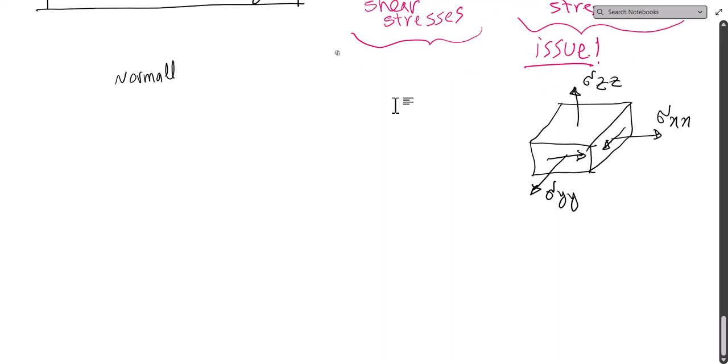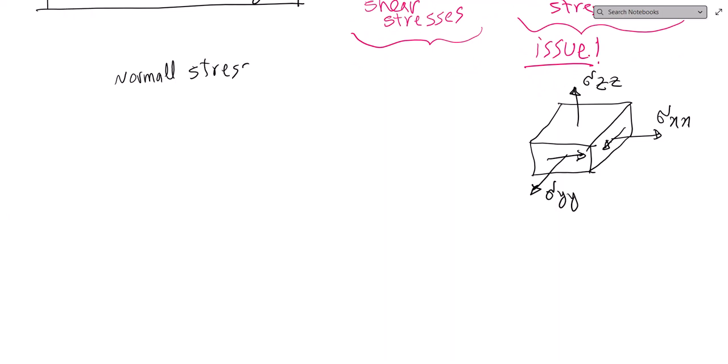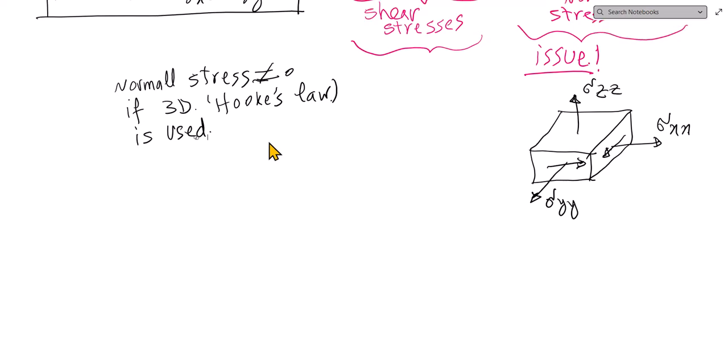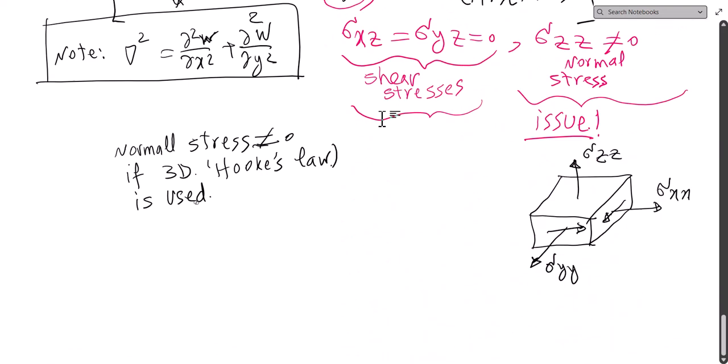So normal, back to this, normal stress is not 0 if 3D, let's say Hooke's law, is used, which is this relation between stress and strain. So what should we do? We have an inconsistency.